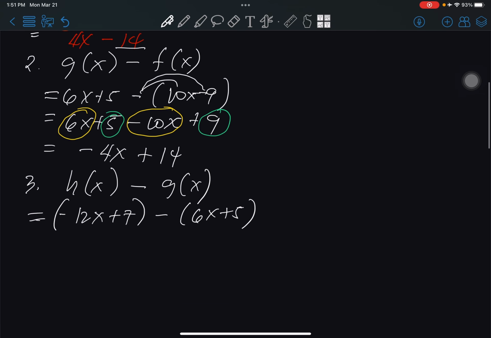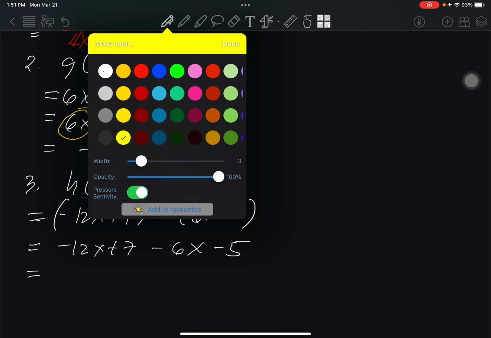Let us simplify. Here, you just have to copy your minus 12x plus 7. Then again, let us distribute this. Negative multiplied by 6x will become minus 6x. Then negative multiplied by positive 5 will become minus 5. Then combine like terms as usual.